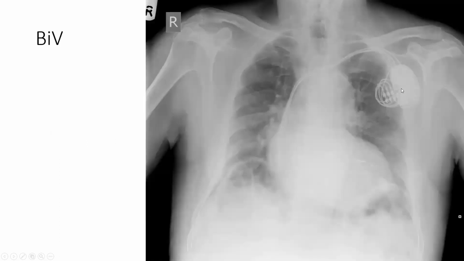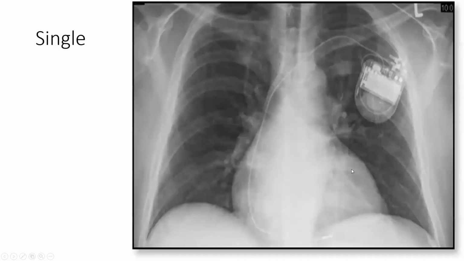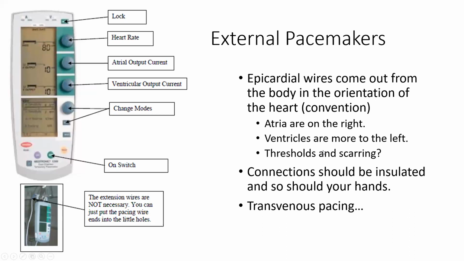Some films. You can see here this is a bi-V pacer. There's an atrial lead here, and then a right ventricular and a left ventricular lead. Some of these are older pictures, but you can get the idea. Here's a dual chamber with an A and a V. Here's a single, just a right ventricle. And then here's an AICD. The difference with an AICD is this thick coil for the defibrillator coil. So that's one way you can tell that it's an AICD.